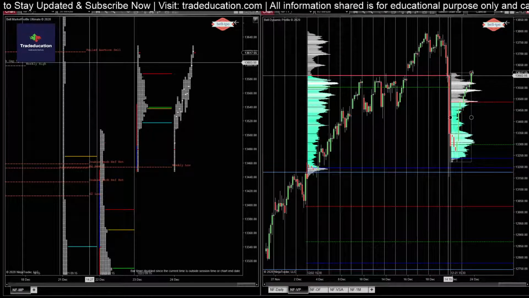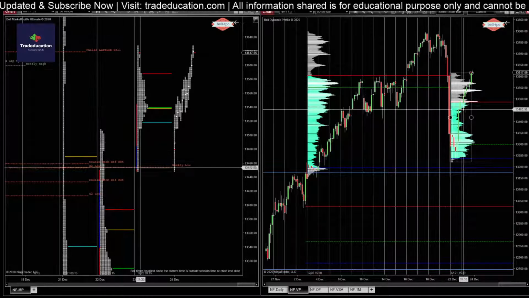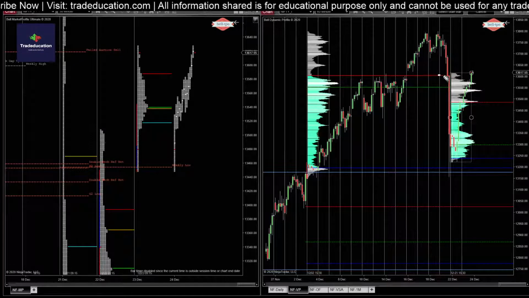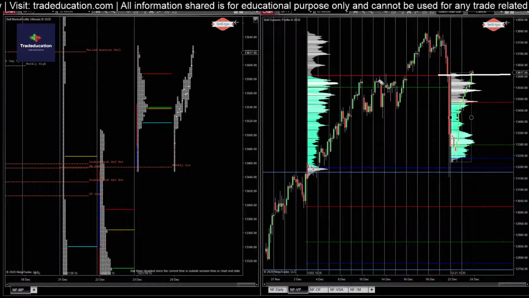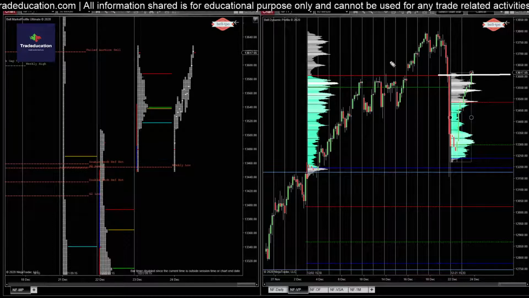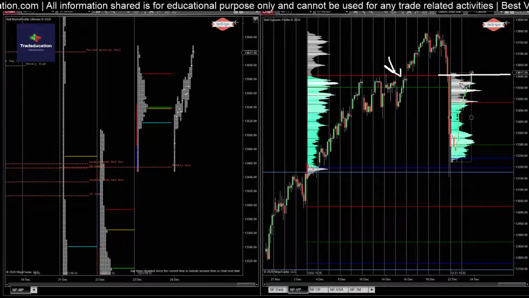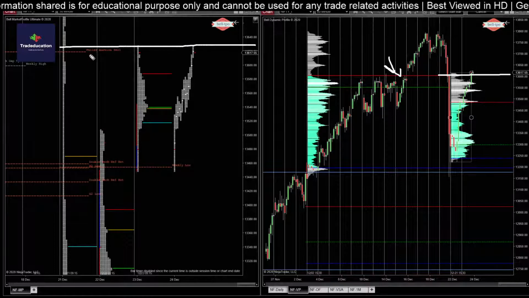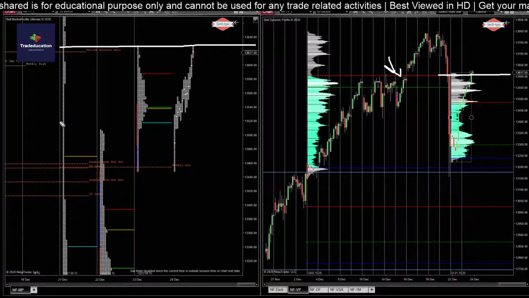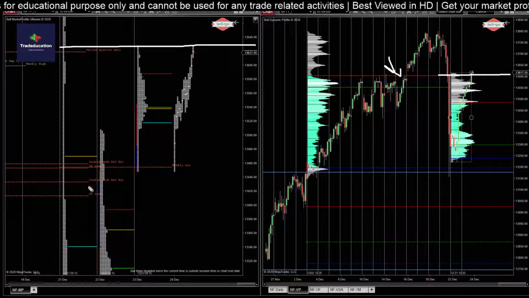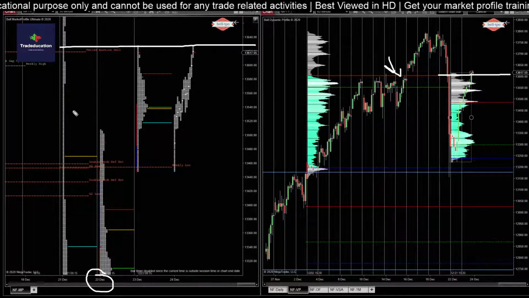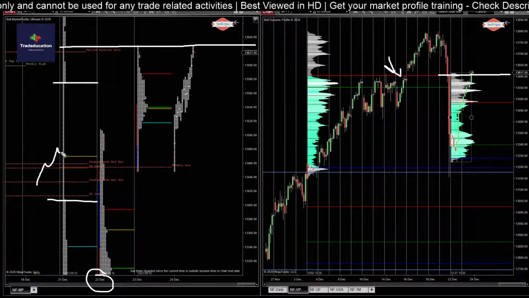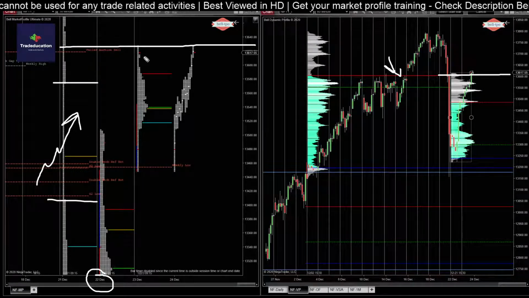If you compare this to the profile, what we clearly observe is that the auction halted yesterday around the value area high of the bigger balance. Also, this is a single print zone from the market profile chart. In the video I shared on the 22nd of December, I said the odds are higher that this particular single print will get cleared. So that's what happened yesterday.